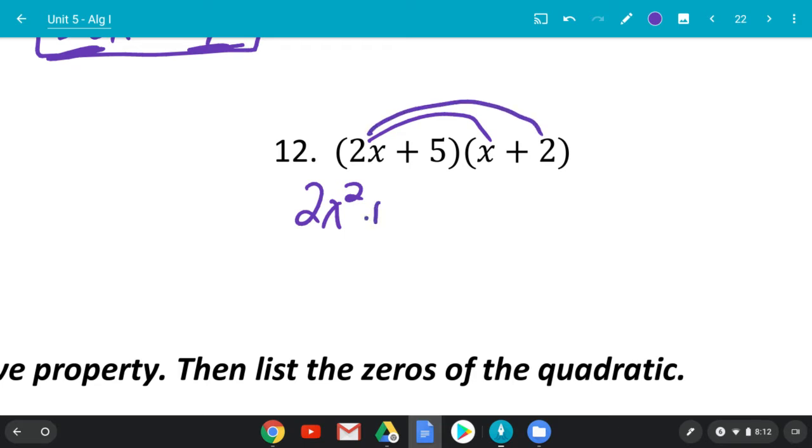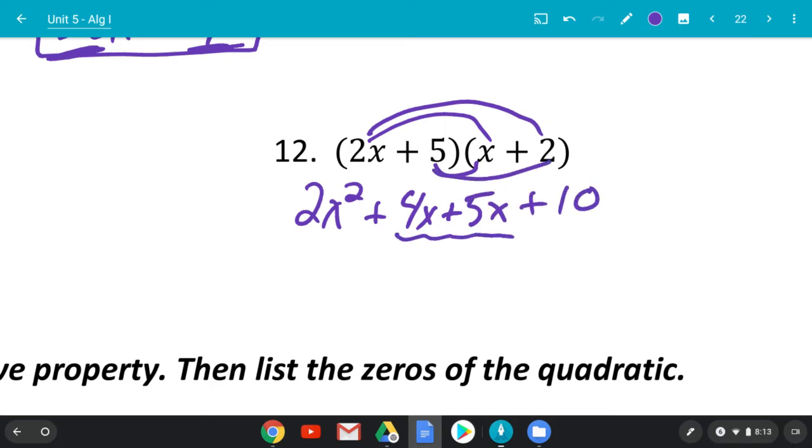And number 12. 2x times x is 2x squared. 2x times 2 is 4x. 5 times x is 5x. That was terrible. Try this again. Plus 5x. Okay. And then 5 times 2 is 10. Got to combine those like terms in the middle: 2x squared plus 9x plus 10.